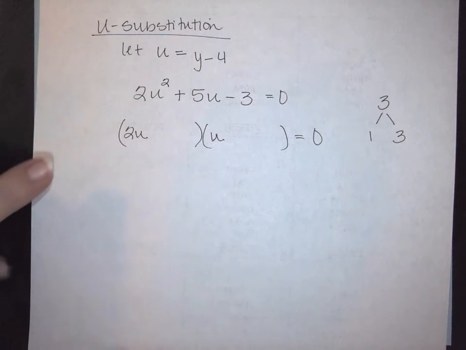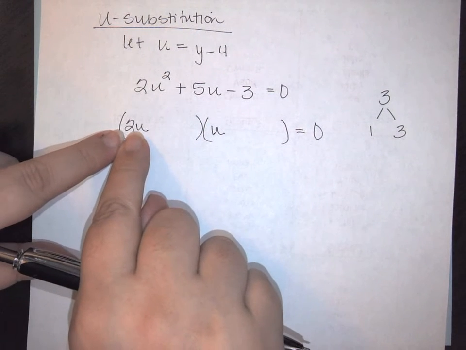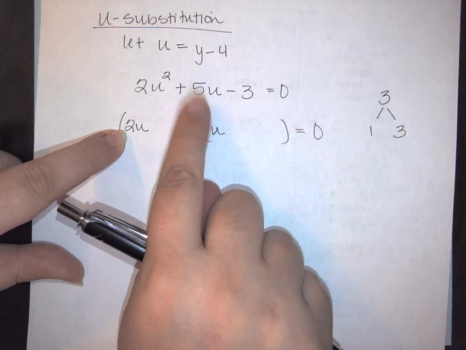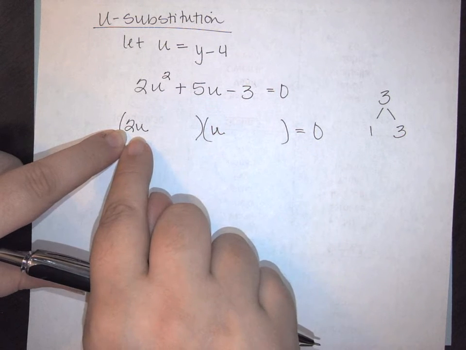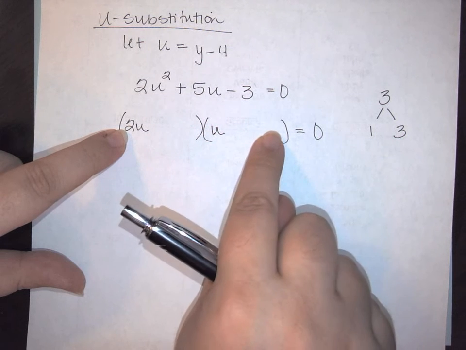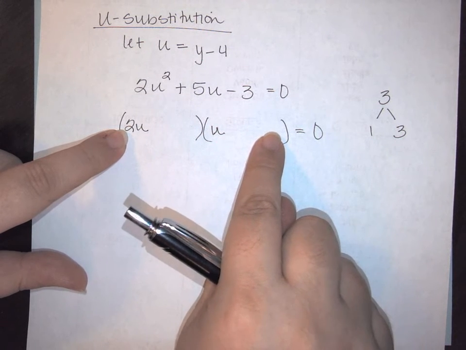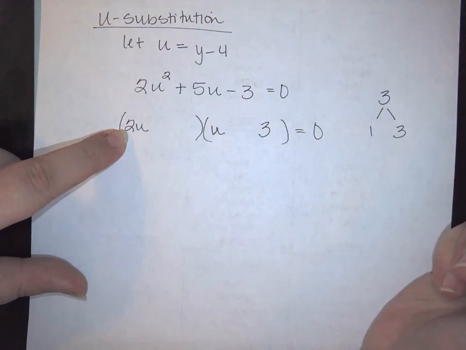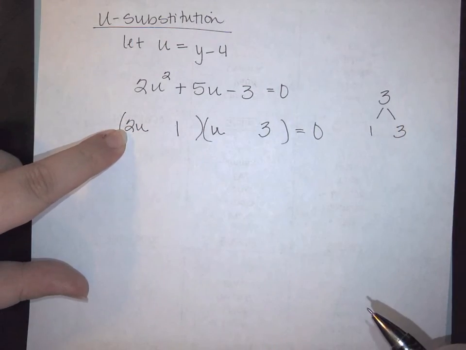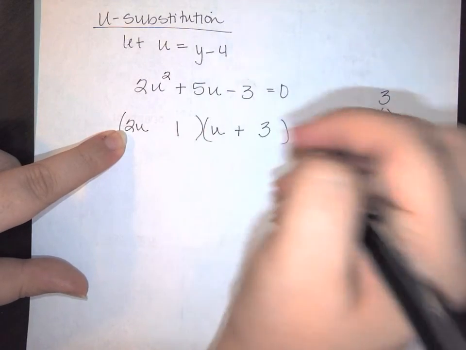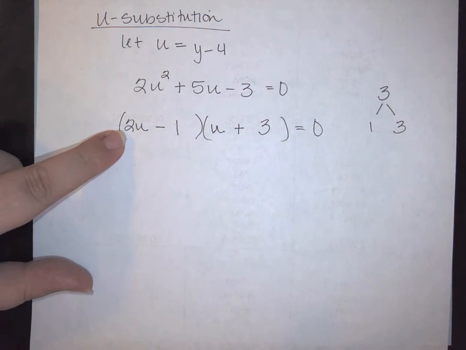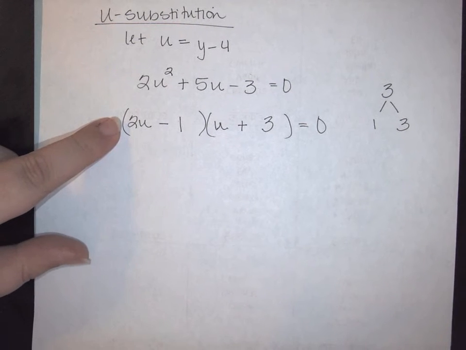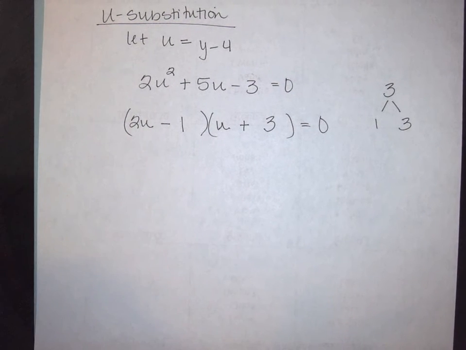So that being the case, using FOIL, I know that I have to have 2 times something and then something times u to give me 5. Well, if I do 2 times 3, which is 6, minus 1, I get my 5. So I'm going to put my 3 here, my 1 here, and I just said that the 3 had to be positive and the 1 had to be negative. So that is a quick and dirty factoring.